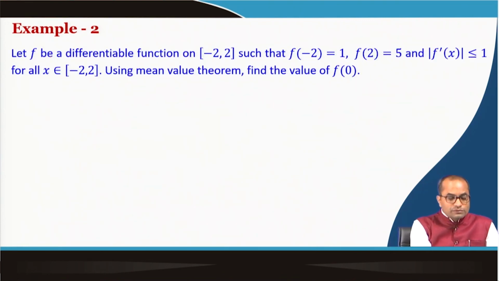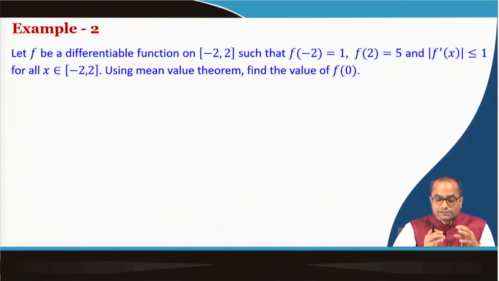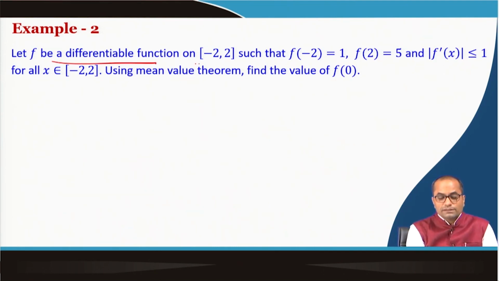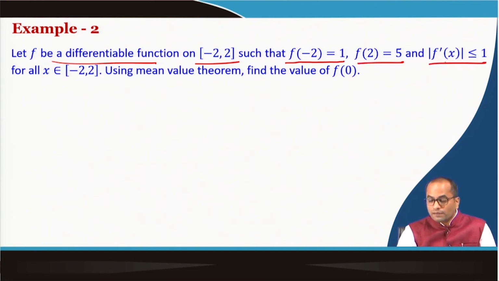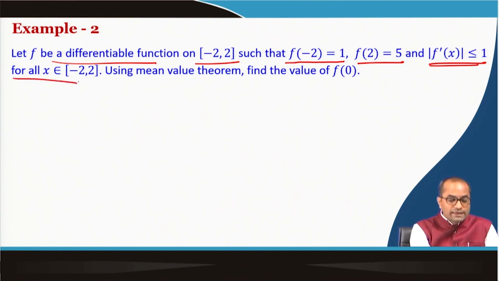Example 2 is again about finding some value of the function where some details of the function are available. Like, the function is differentiable in this interval minus 2 to 2. The function values are also known: at minus 2 it is 1 and at 2 it is 5. Another condition we have is that the derivative of f is bounded by 1. So, the absolute value of f prime is less than or equal to 1 for all x in this interval minus 2 to 2.